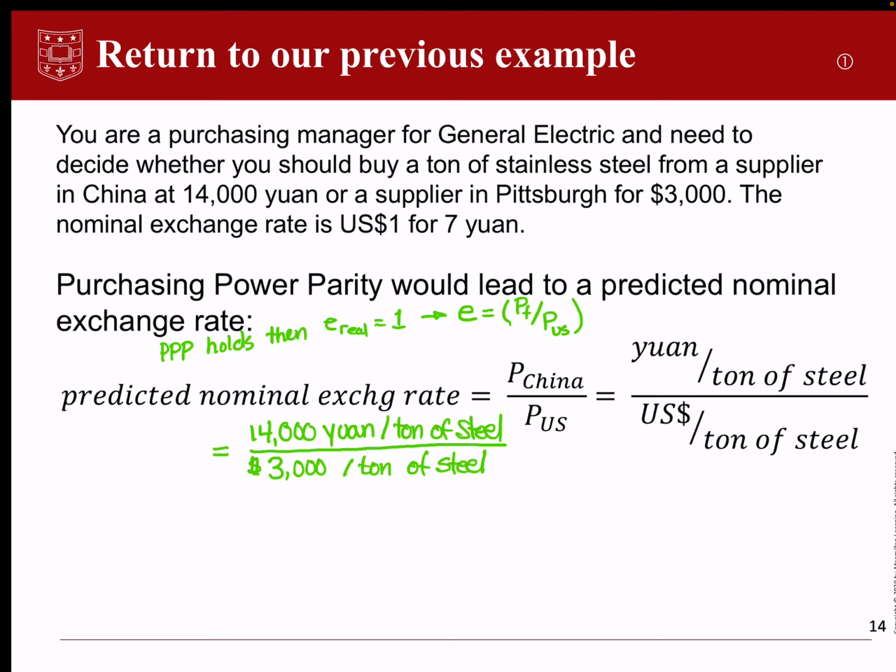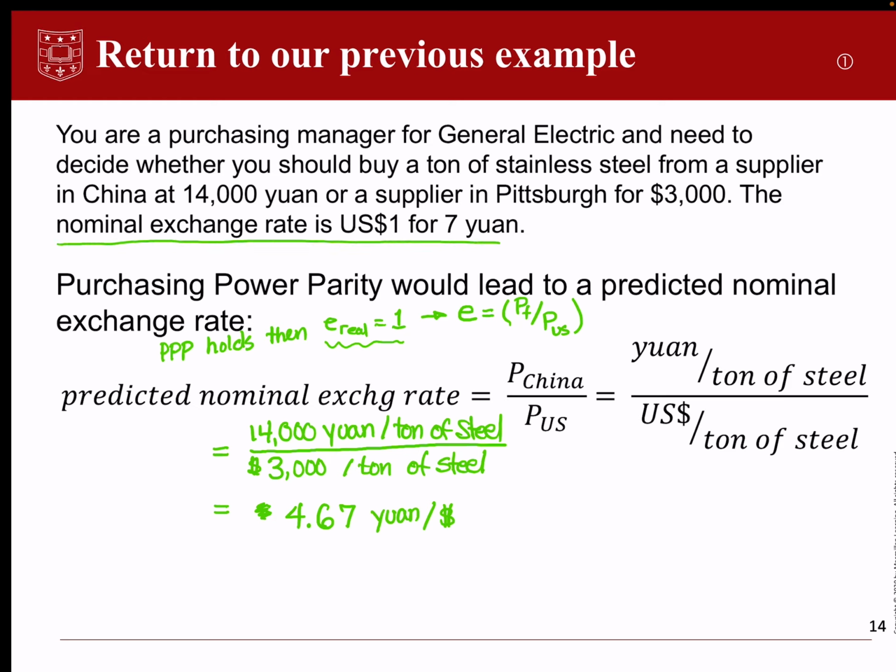If we could straight up trade steel for steel at par, if purchasing power parity were holding, then we would predict that the nominal exchange rate would be 4.67, dividing 3,000 into 14,000. What would our units be? Yuan per dollar. And we have, in fact, here a nominal exchange rate of 7 yuan per dollar.